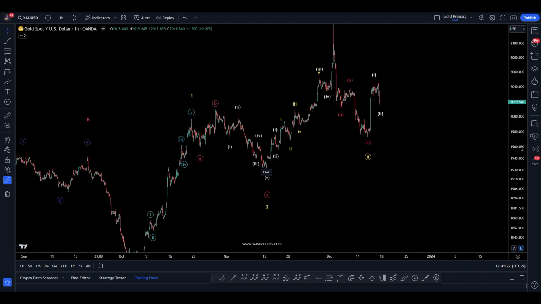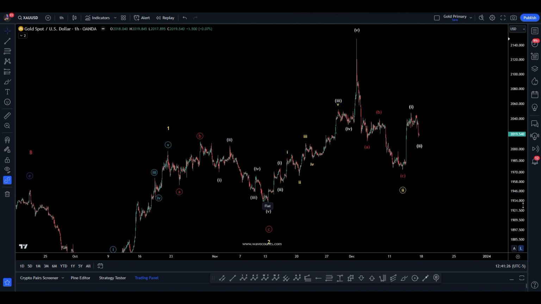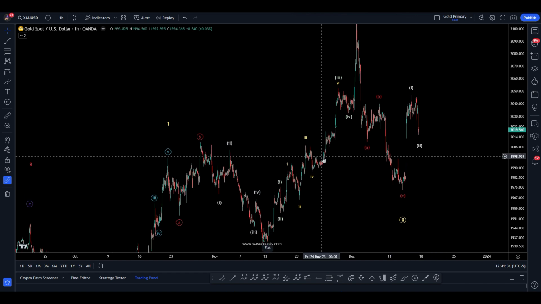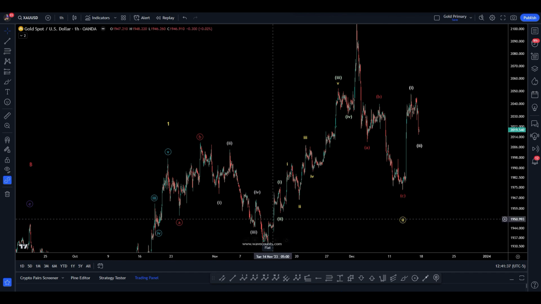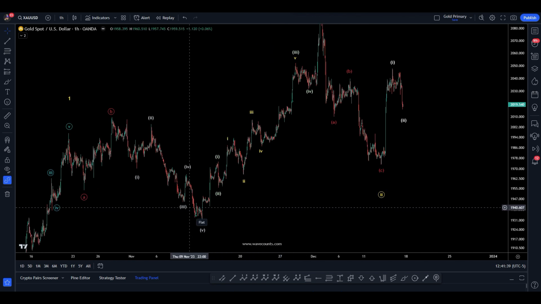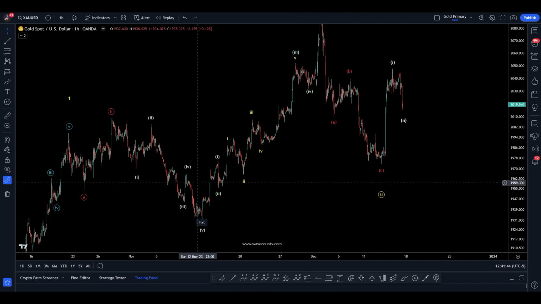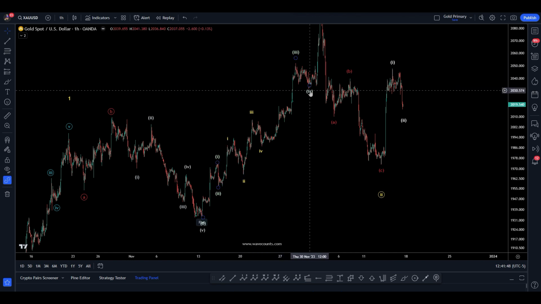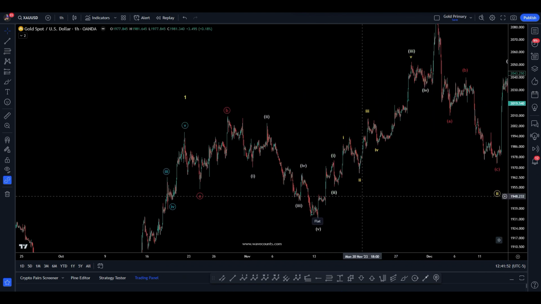Now this impulse here is a little hairy. I took a lot of time on this one. Essentially, we're down in very small time frames. But I have 1, 2, and then an extended third here, 1, 2, 3, 4, 5, and a 3, 4, and 5. We're in very small time frames now.